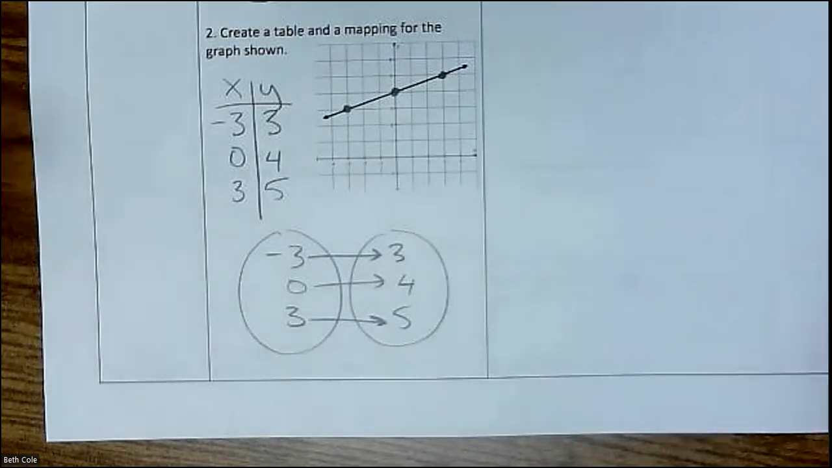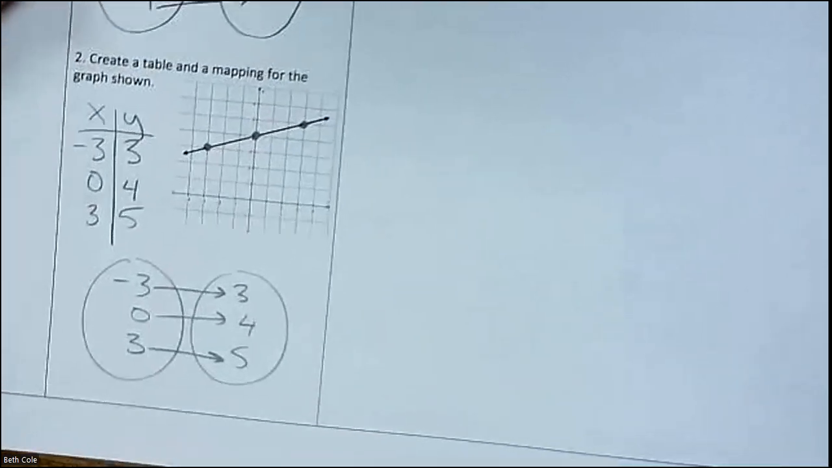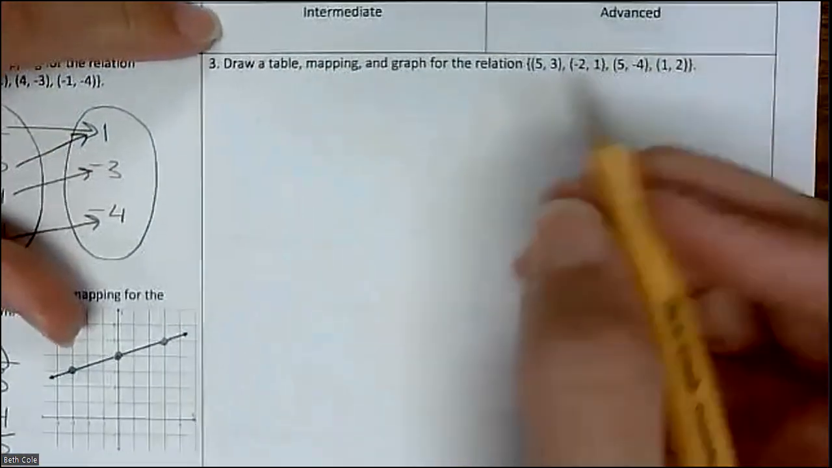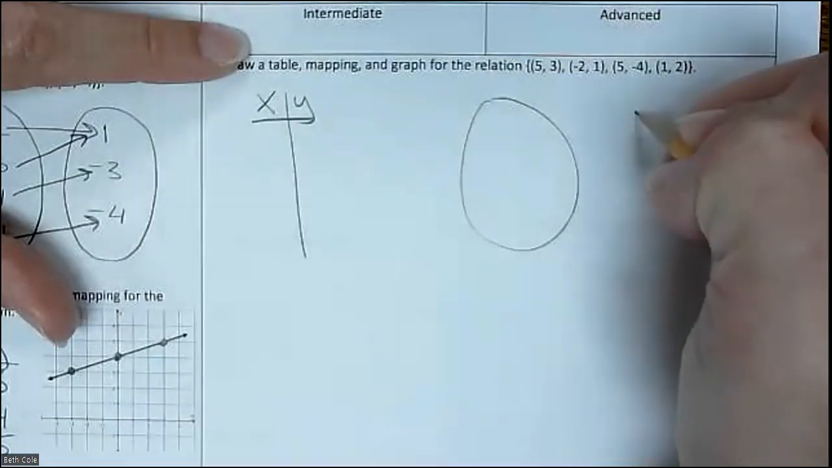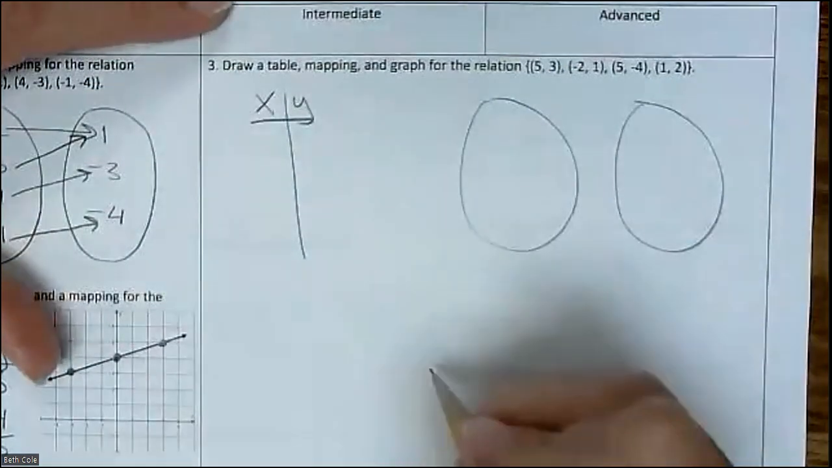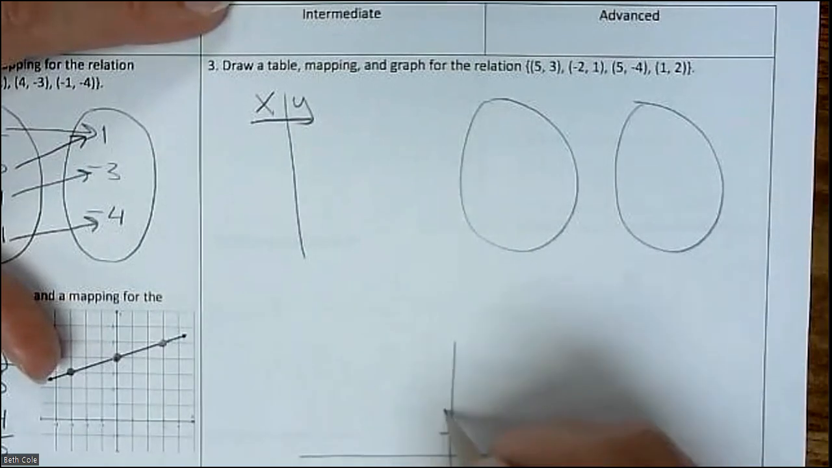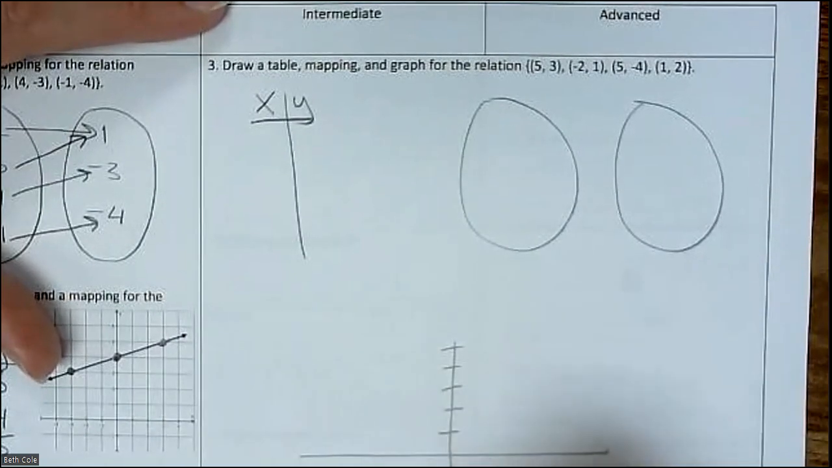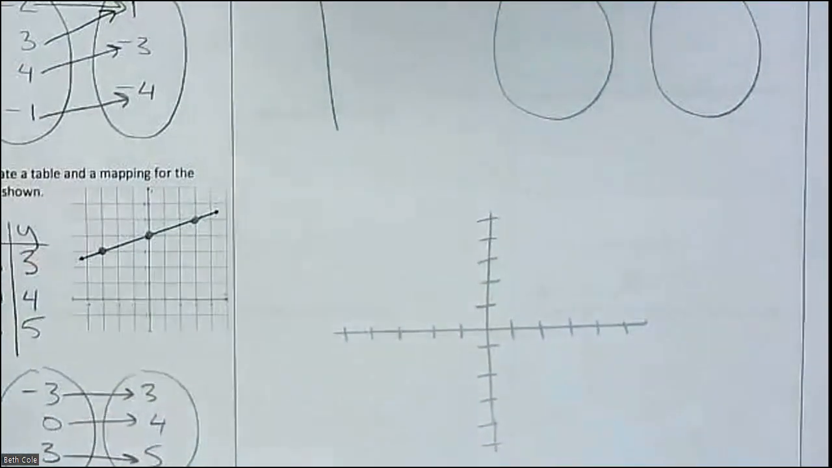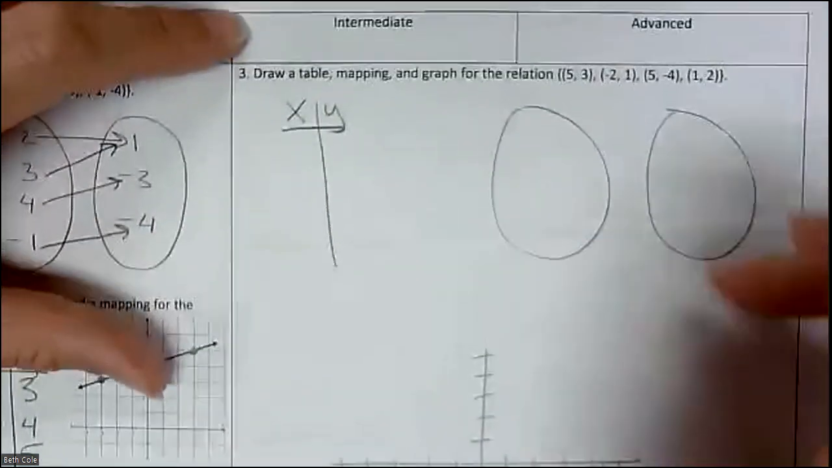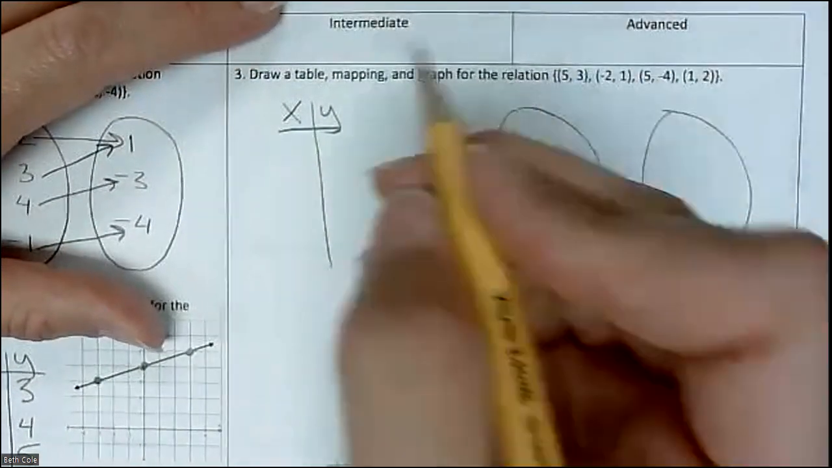Okay. And so here I left you the most space because we're going to do all of them. So we're going to draw a table and a mapping and a graph. So a graph is going to look like this. We're not going to connect the points. It's just going to be this like constellation of points here. So don't connect them. That's the big thing. Don't connect them.